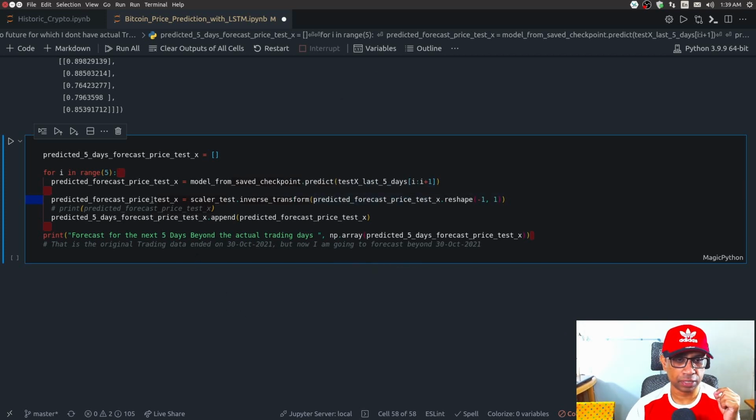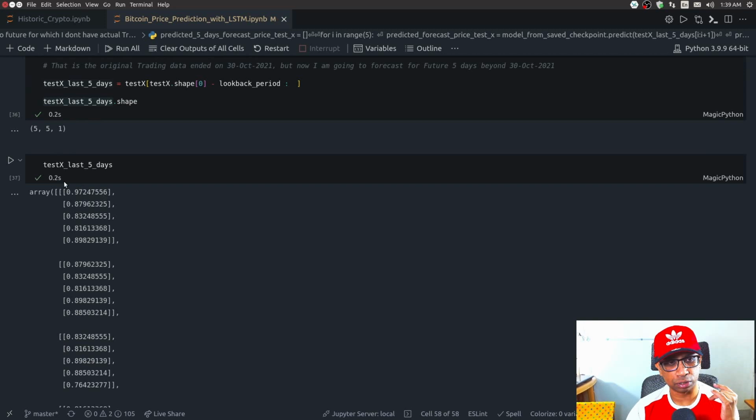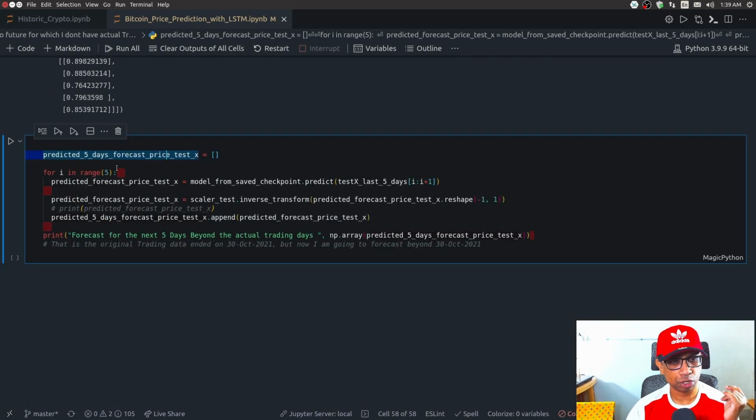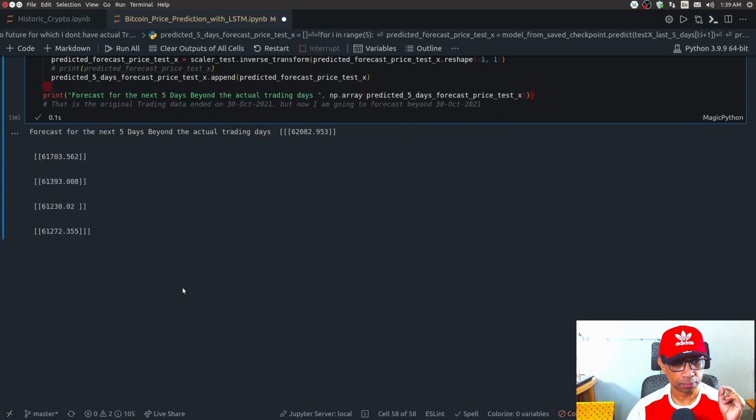And finally, this value I'm just appending to this array. So now this array should hold all the future 5 days, because this loop was run 5 times on this data set that we defined in the previous cell, test x last 5 days, and now this should give me 5 future days of forecasted Bitcoin price data. Let's run this cell. Awesome. And 1 2 3 4, why did I get, no, yeah, I got 5 days.